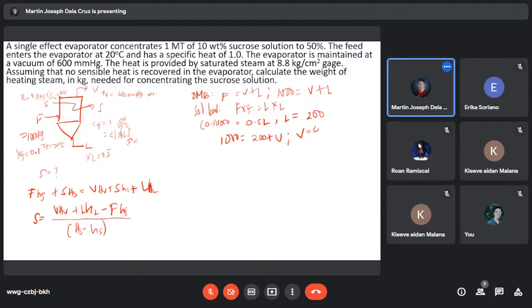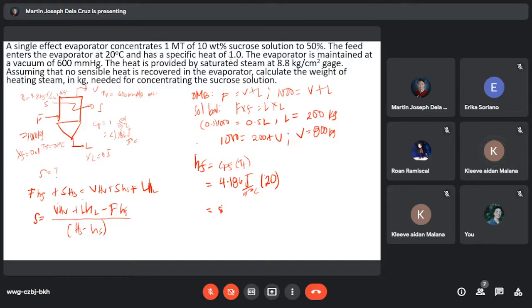So V now is 800 kilograms. Okay? So meron na tayong CV, meron na tayong CL, at saka meron na tayong CF. So how about HF? So HF is equal to CPF times TF. So is equal to your CPF now is 4.186 joule per gram degrees Celsius times TF natin is 20 degrees Celsius, right? So times 20, so equal to ilan class?